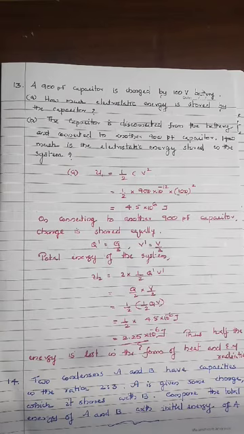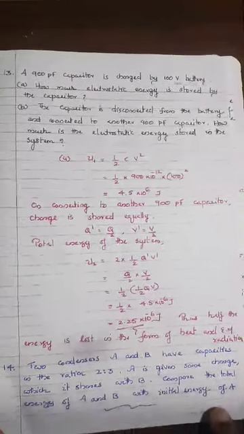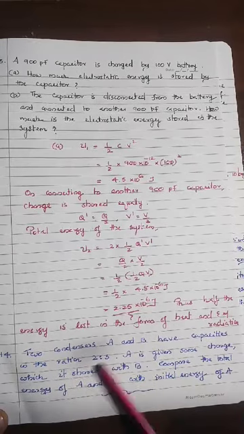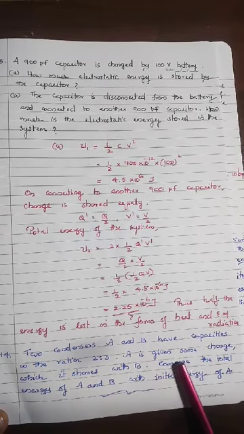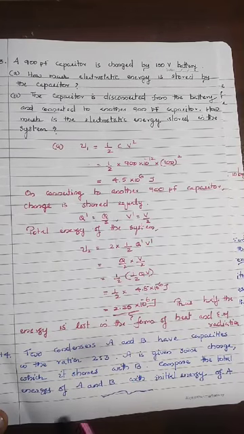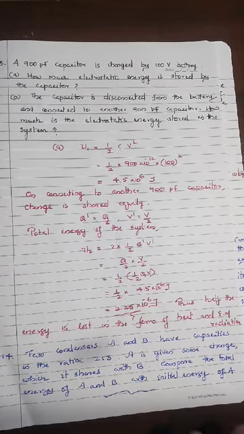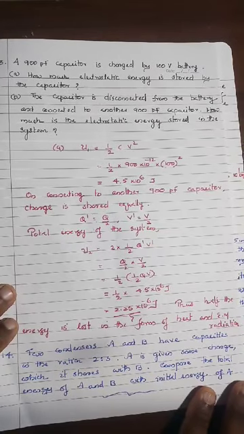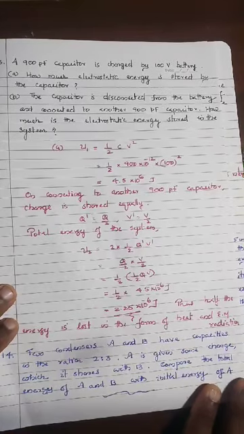Next question, number 14. Two condensers A and B have capacities in the ratio 2:3. A is given some charge which it shares with B. Compare the total energy of A and B with the initial energy of A.